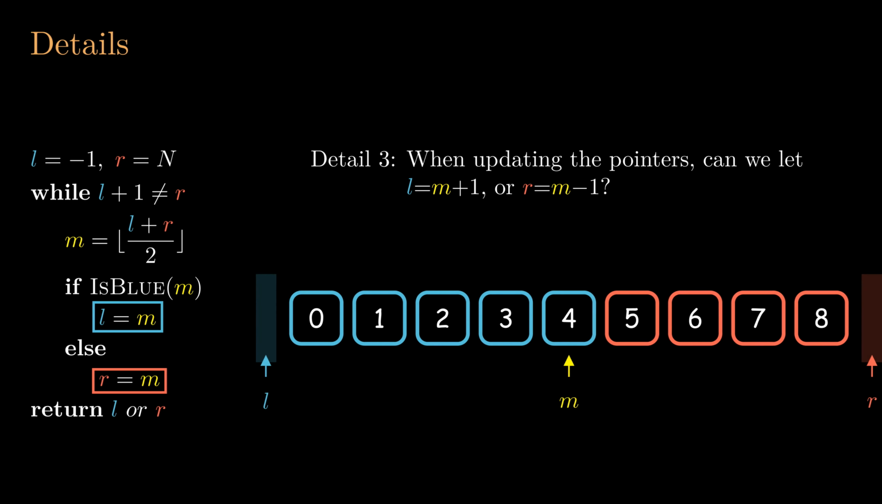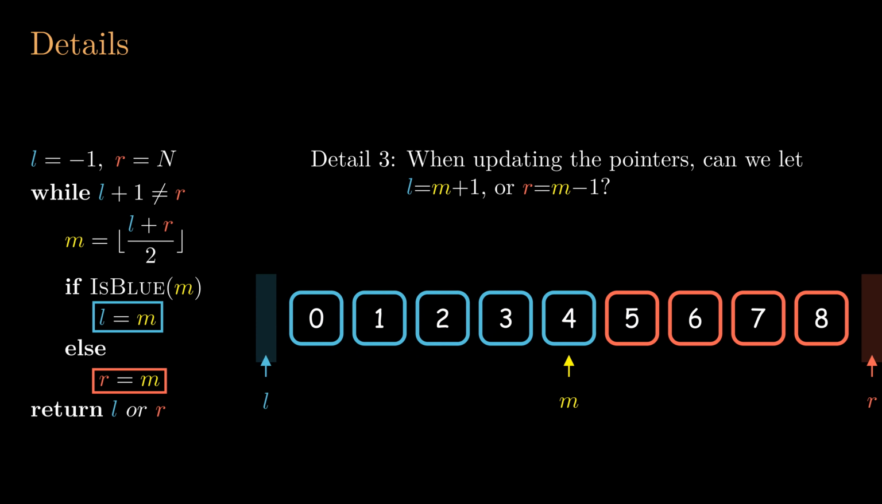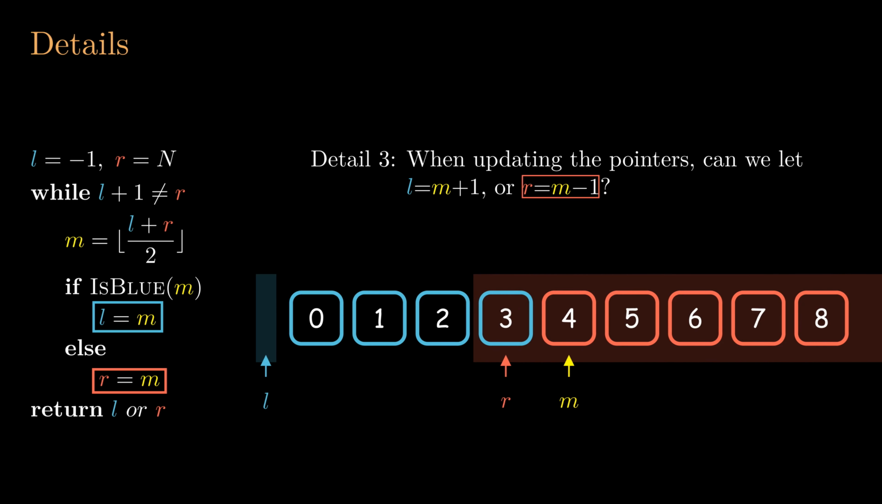For example, if m happens to point to the last element in the blue region in an iteration, then L would point to the red region if we let L equal to m plus 1, which is wrong. On the other hand, if m happens to point to the first element in the red region, then R would point to the blue region if we let R equal to m-1, which is also wrong.